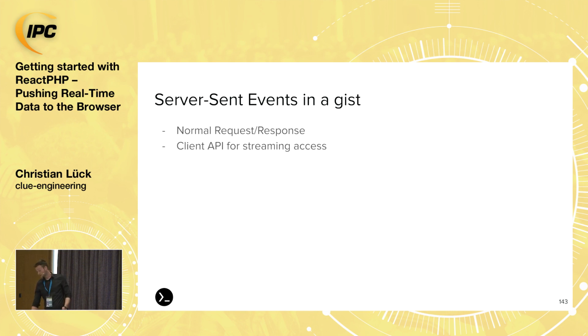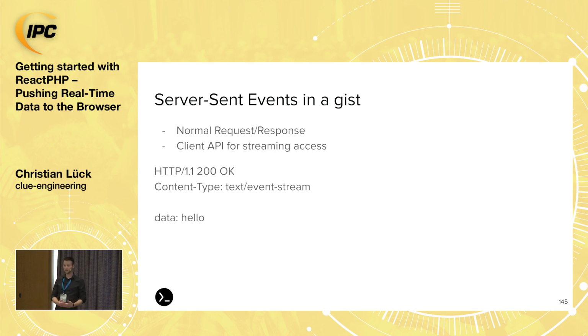And this means this is built into your browser. And this is what it looks like. Essentially, it's normal HTTP. So you send a request, and what you get back is just a normal HTTP response. We've seen this before. It's 200 OK. It has a special content type. And now you get something that just says in plain text, data, colon, and then there's your data.